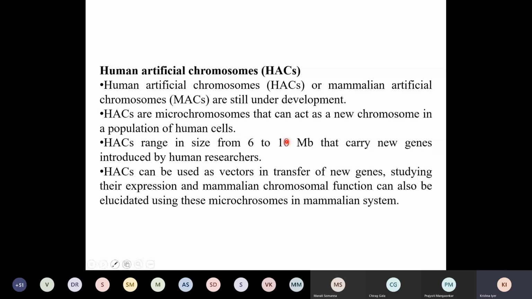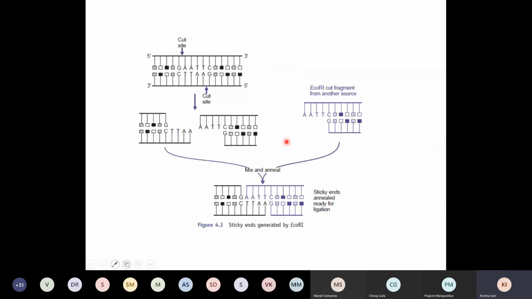Now, we have talked about restriction enzymes, and we have talked about vectors. Now, I'm going to do something very interesting.